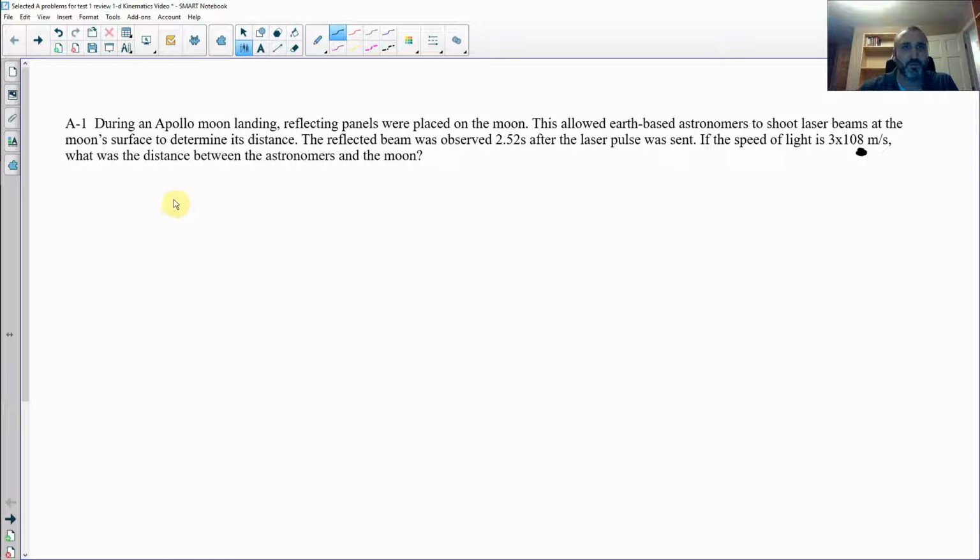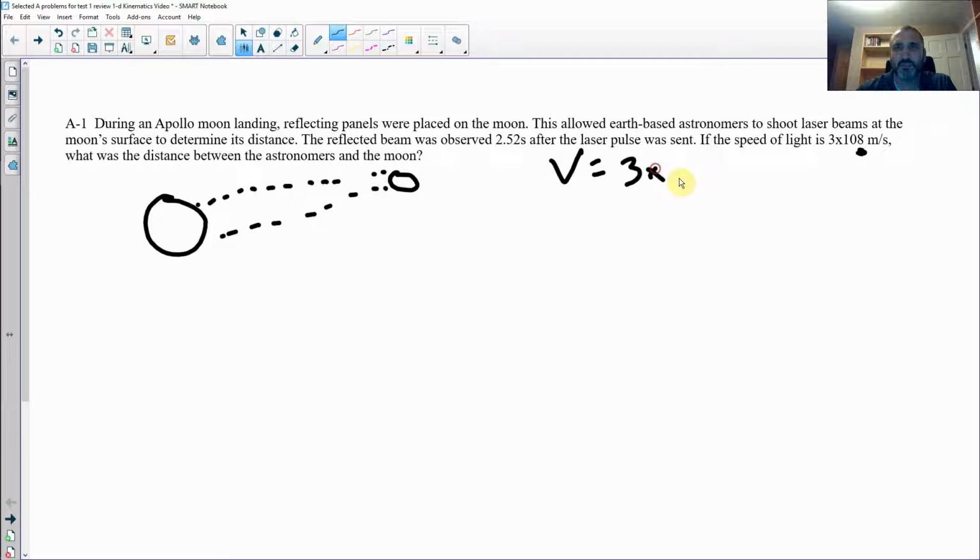So you've got to think about this as we've got the Earth here and we've got the moon here. And it took 2.52 seconds for the laser, the light, to go to the moon and then back to the Earth. So we've got to remember a couple things. First off, the speed of light doesn't change. So we know the velocity is 3 times 10 to the 8th meters per second. And we also know the total time was 2.52 seconds, but we're looking for the distance between the Earth and the moon, not the distance from the Earth to the moon and back to the Earth.